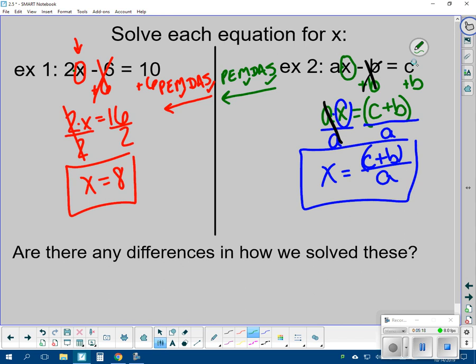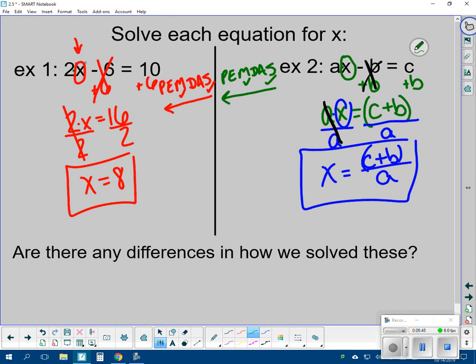So this formula used to be solved for c. It was equal to c. But now this formula is solved for x. Are there any differences in how we solve these? Well, our first step was to add. Our second step was to divide. Did we add by different things? Yeah. Did we divide by different things? Yeah. But can you see, looking back at the original equations, how similar they are?